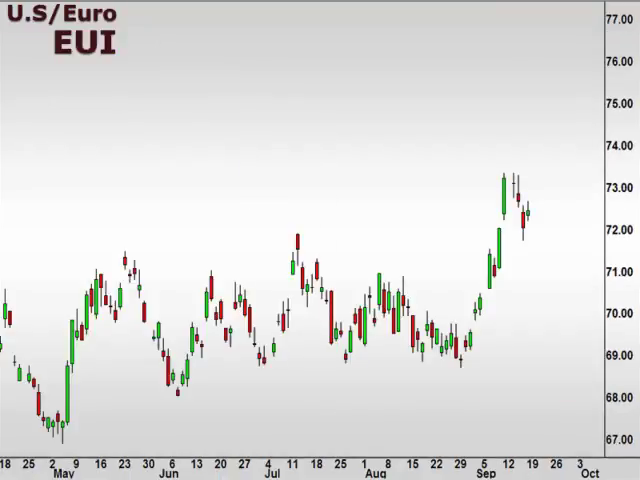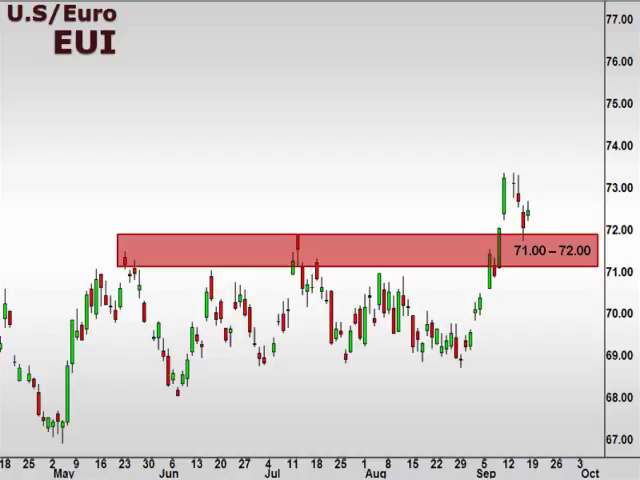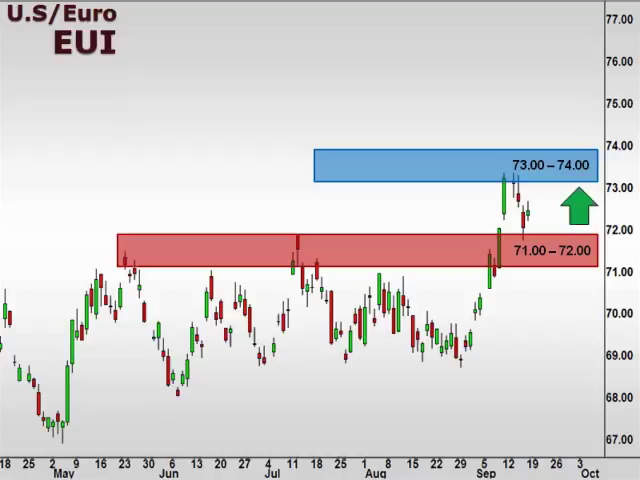Let's take a look at the EUI, the US versus the Euro. Well, the EUI pulled back to test a key support at 71.72, leaving the 73.74 focal zone sitting as a key overhead resistance. We may see a retest of this level, and a break above 73 opens the window for a continuation to the upside. However, once again, we are considering Wednesday's FOMC meeting as having an important influence on the continuation of the EUI to the upside.